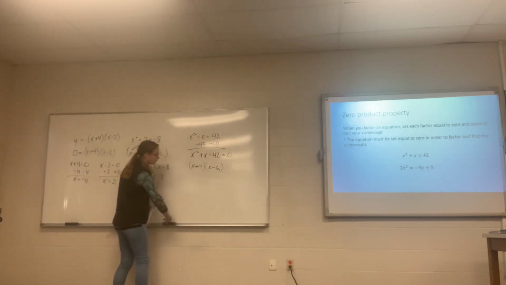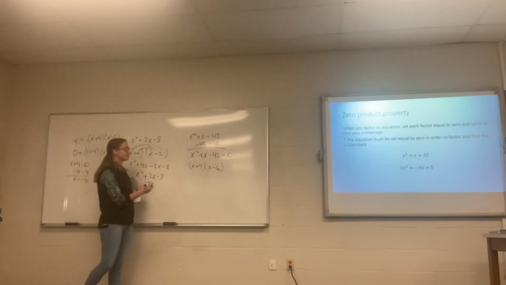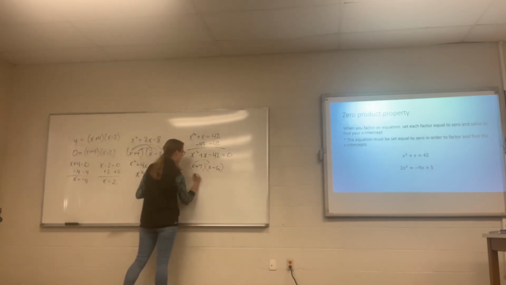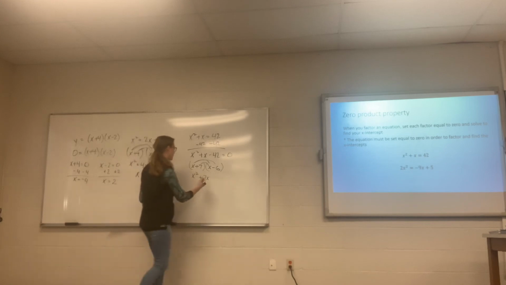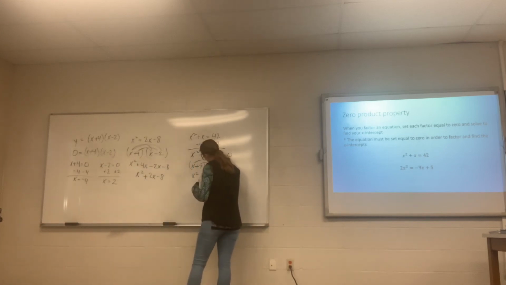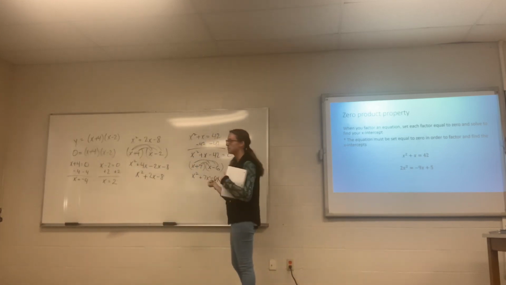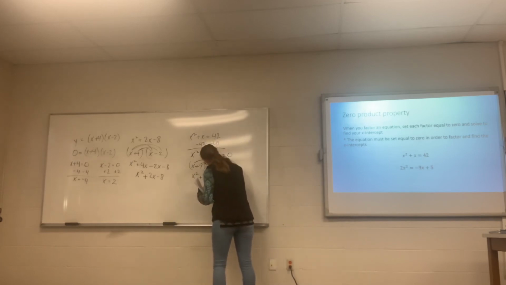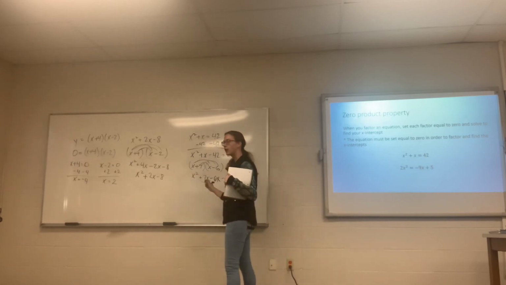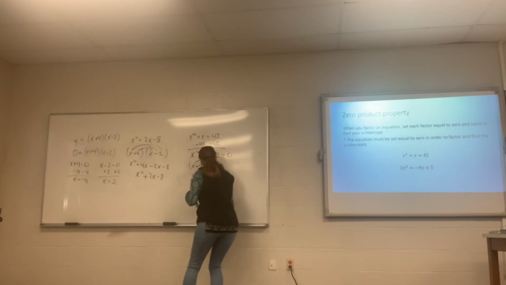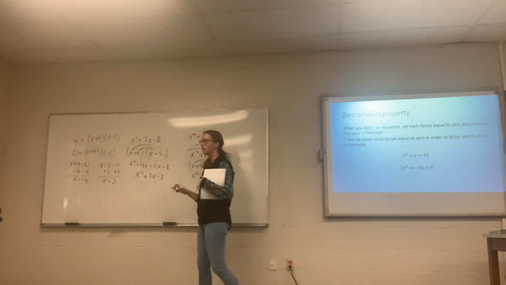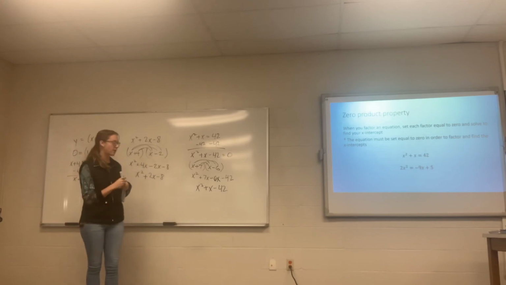Let's FOIL this out just to make sure we did it correctly. So x times x gives me x squared. 7 times x gives me 7x. X times negative 6 is going to give me negative 6x. And then 7 times negative 6 will give me the negative 42. So now when I combine my like terms, I'd have x squared plus x minus 42, which is exactly what I need. So I did indeed factor that correctly.